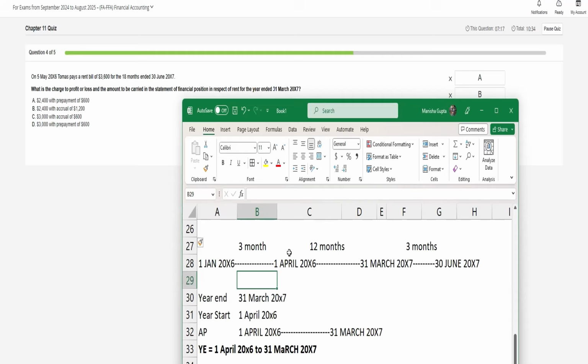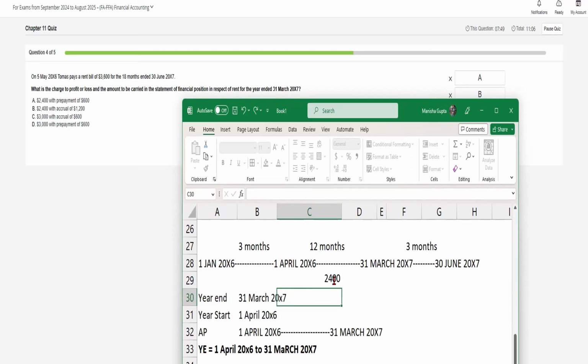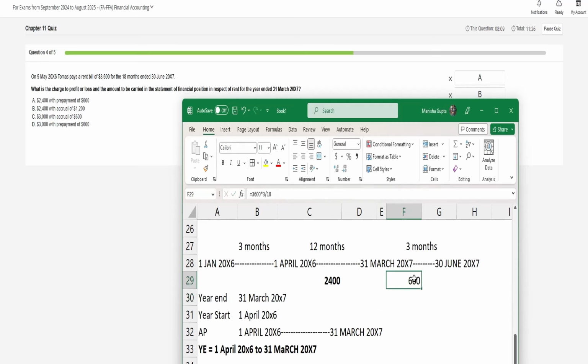So our accounting period is from April 20x6 to 31st March 20x7. For this 3 months we will do nothing. But for these 12 months we will show it as expense. And how much is the amount for 12 months? I have taken 3600 and multiplied it by 12, divided by 18. This gave me 2400. So this amount will be shown in our current accounting period ending 31st March 20x7 in the P&L. But this 3 months is extra payment, so it's a prepayment. And how much is the amount? Again we calculate 3600 into 3 divided by 18. Don't divide by 12, divide by 18. So it's 600. Our prepayment is 600 and the amount that goes in P&L is 2400. So that means option A.